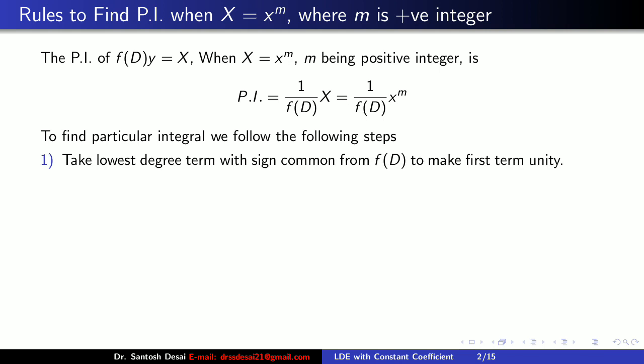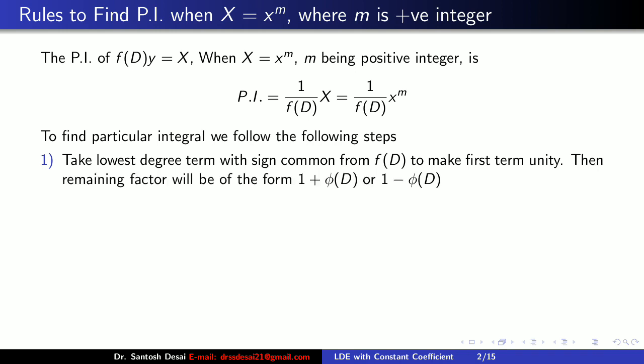So the first one: take the lowest degree term with sign common from f of D, that is from the denominator, to make the first term unity. So from the denominator, we have to pick the lowest degree term and take it common. Our first term will be unity and the remaining factor will be of the form 1 plus some function of D or 1 minus some function of D. To understand this, let us consider an example.